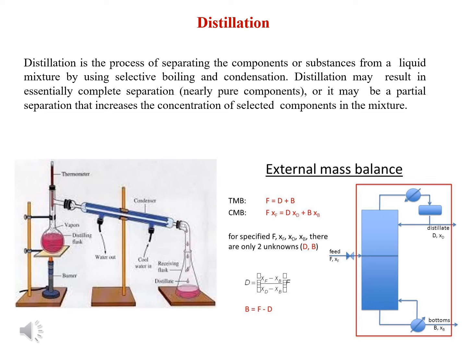So the overall material balance for this distillation column is F is equal to D plus B. That means according to the law of conservation of mass, the input is equal to the output. So the input to the system is feed F, and output from the system is distillate and bottom product. It is represented as D plus B. So this is the overall material balance expression for this distillation setup.